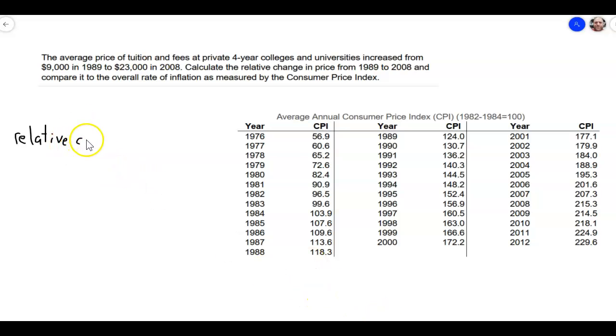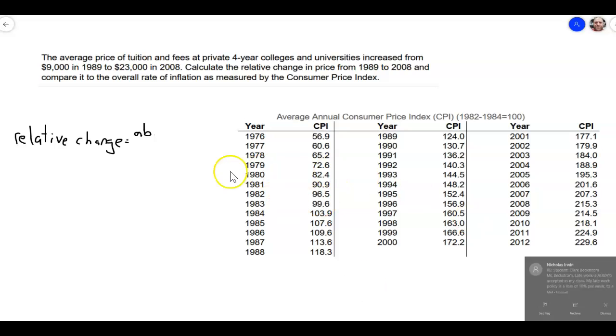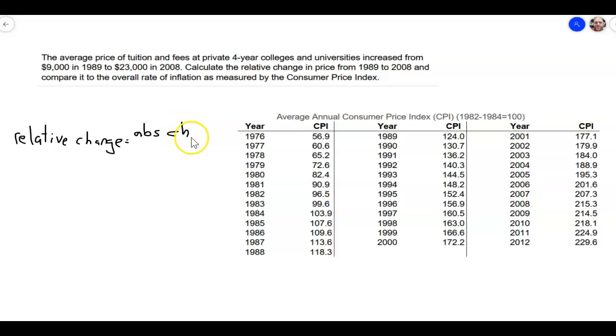Relative change is going to be equal to the absolute change, all over the reference value. All right, so now we just need to really identify what we have here.